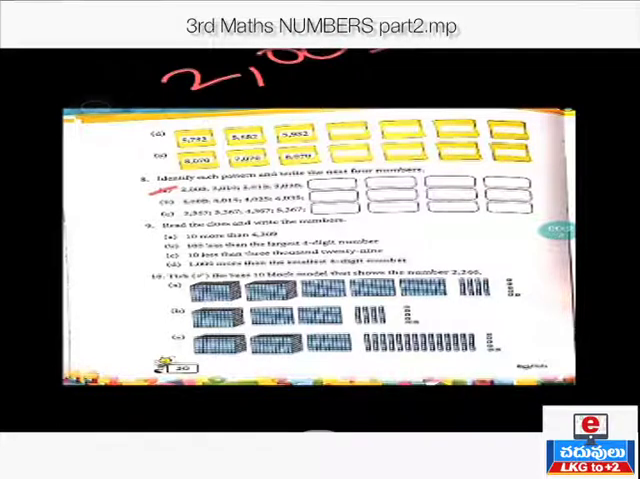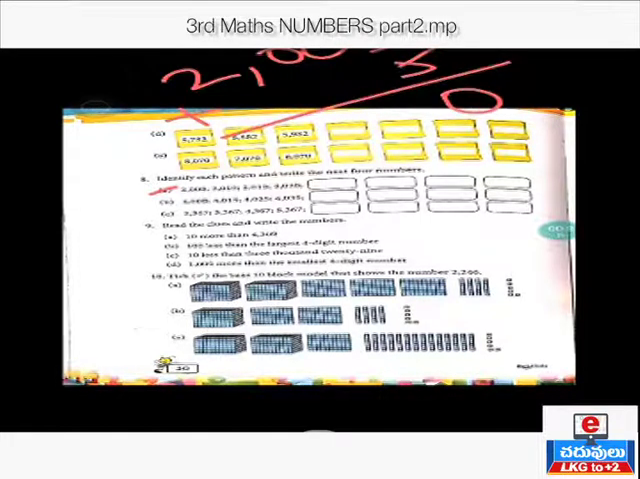2005. Here we add 5s, we get the next numbers. 5 plus 5, 10. 10 means 0, carry 1. 1 plus 0, 1, 0, 2. 2010 only, no? The next number. Again we add 5, we get the next number. And again we add 5, we get the next number, 2020.